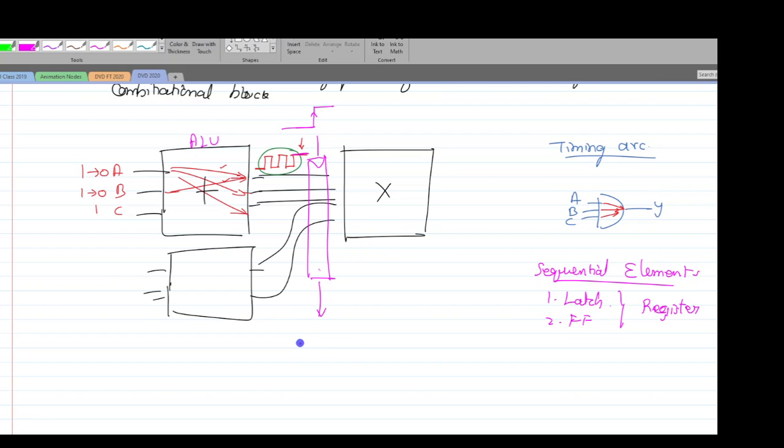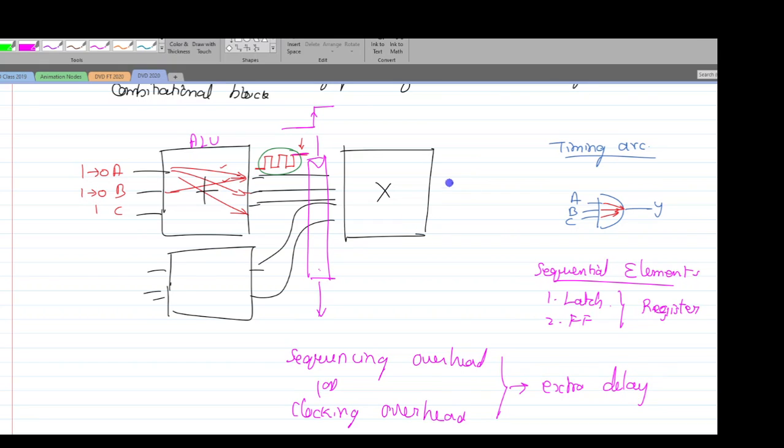when you introduce these sequential elements between the different combo logics. Clear? Now, the extra delay that is incurred because of the introduction of the sequential element, we call it a sequencing overhead, or sometimes it is also called a clocking overhead. Okay, so this is the definition with respect to the extra delay to get the final output, the extra delay introduced just because of these sequential elements.